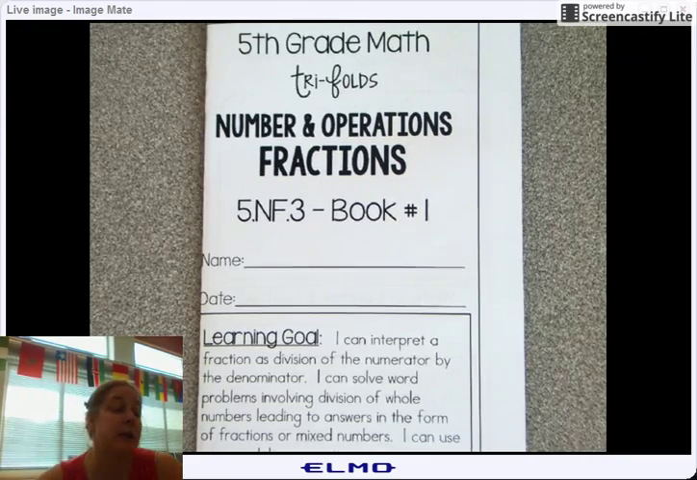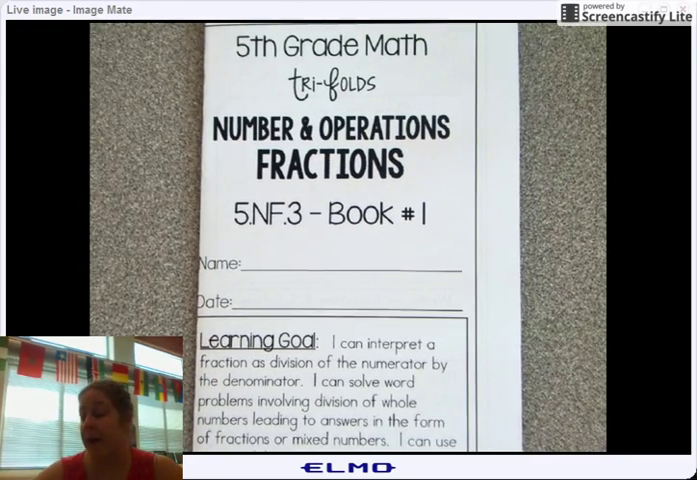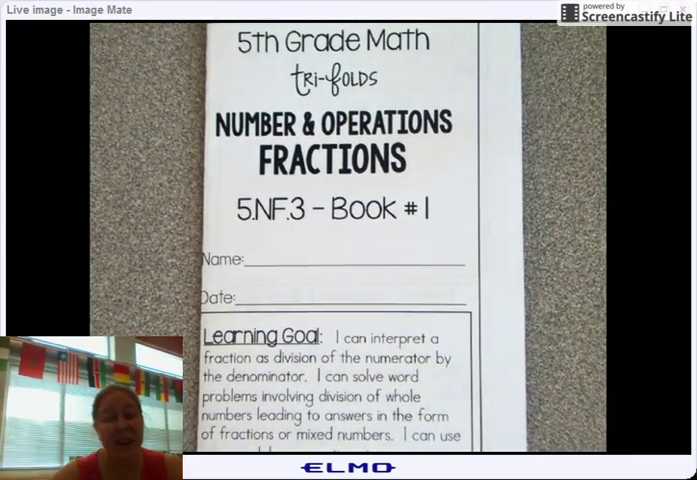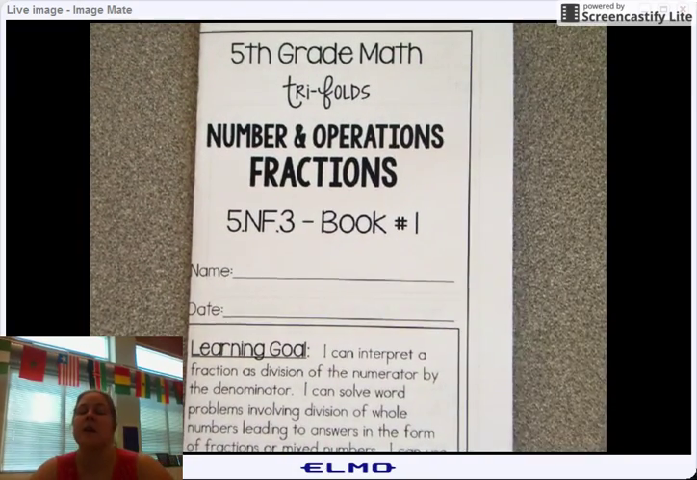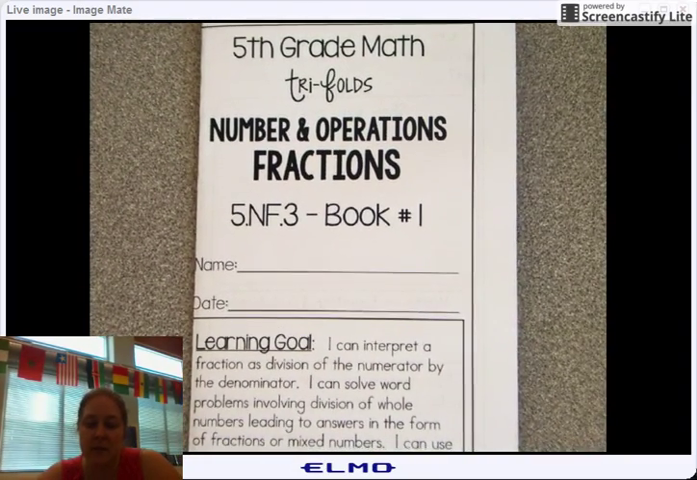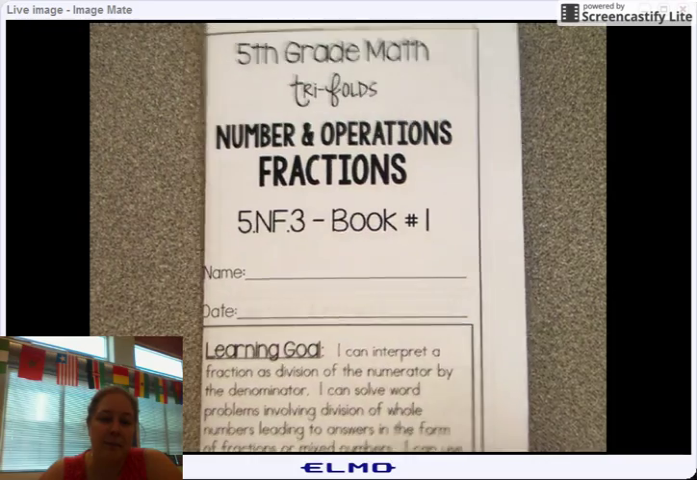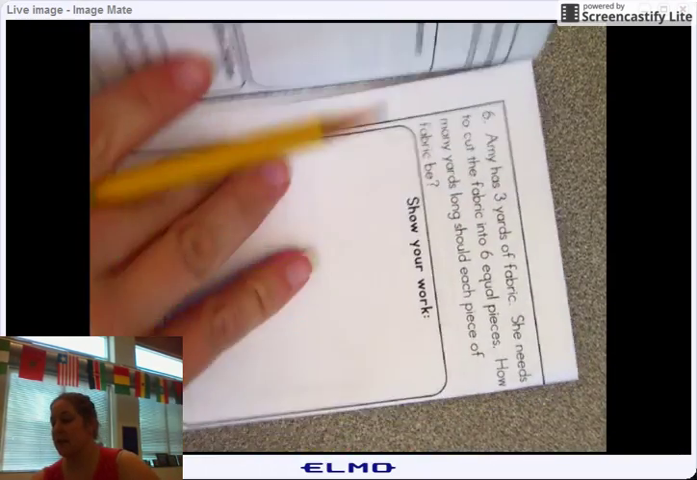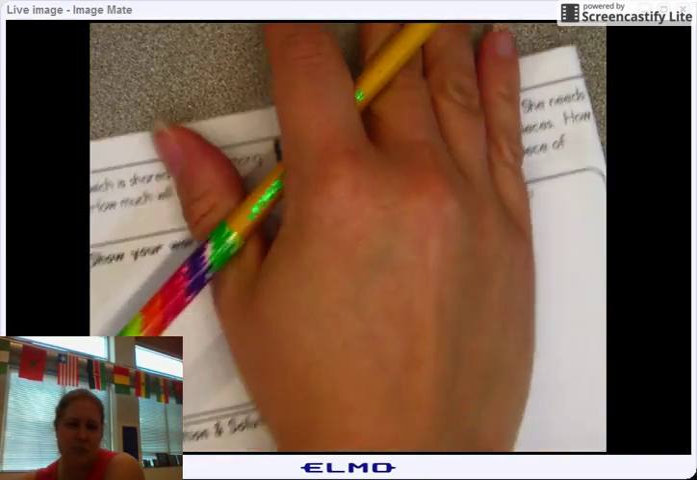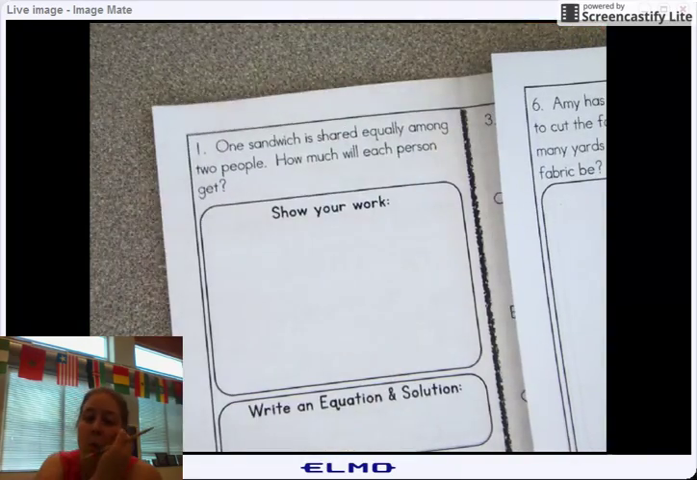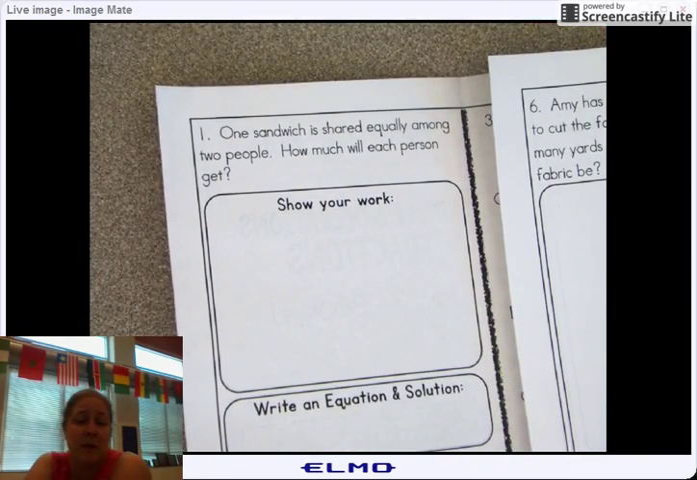Once again, now we're doing NF3 today. And NF3 is actually, I think, one of the easiest standards. So this lesson is a really short lesson. You're just basically taking your fourth grade scale and interpreting it. It's really easy. Okay, one sandwich is shared equally among two people.